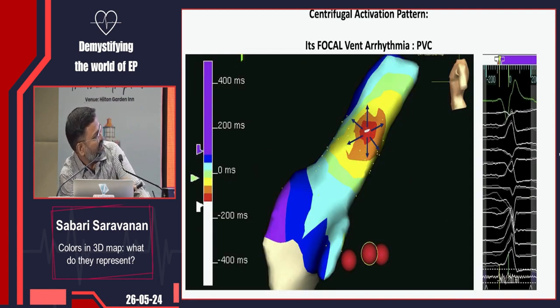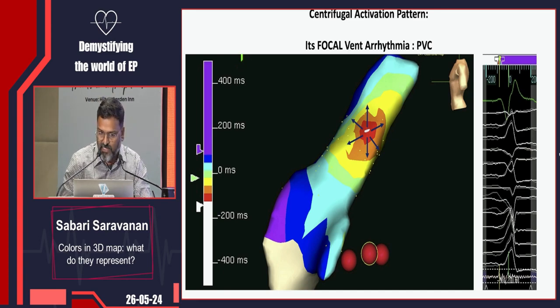Again, the same thing: if you look at the 3D maps with any of the colors, go with the activation pattern and trace the colors: white, red, orange, yellow. If you have white followed by red, orange, yellow, then again this is a focal tachycardia arising from the white area, a small area. So this is called a centrifugal activation pattern.